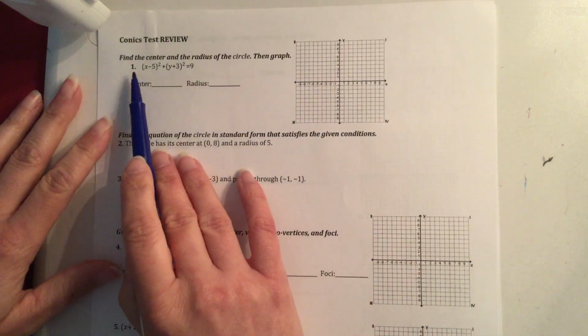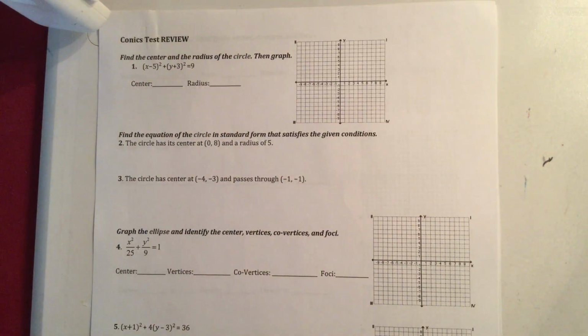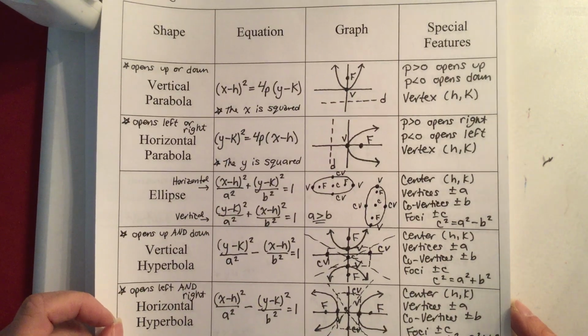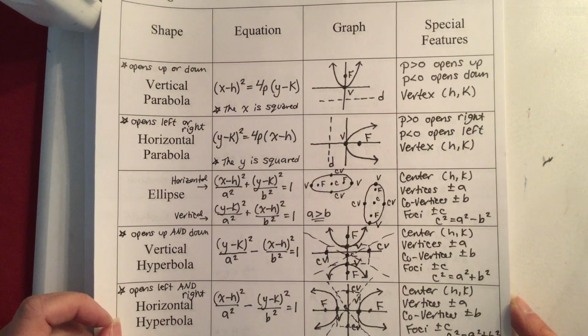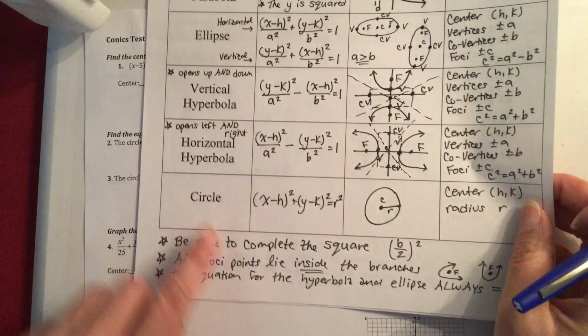The first conic section is the circle, and this is the equation of a circle. What we did yesterday is you made a really cool cheat sheet. This is something that you want to keep beside you today, as well as go ahead and use when you are doing the test. So the first one is a circle.